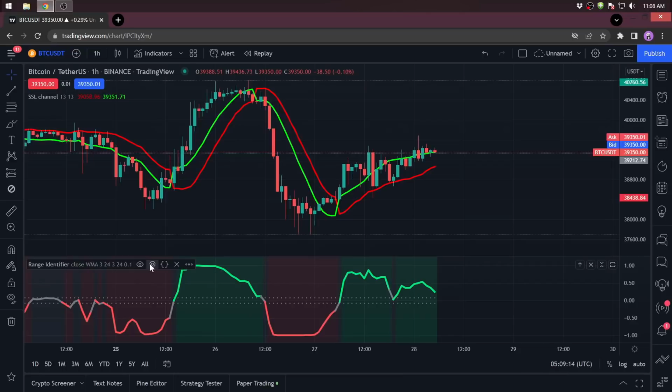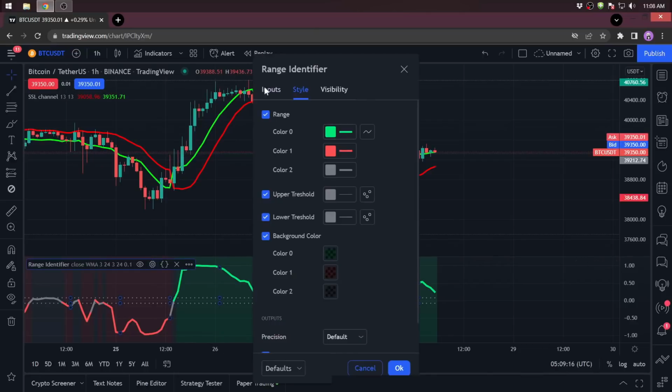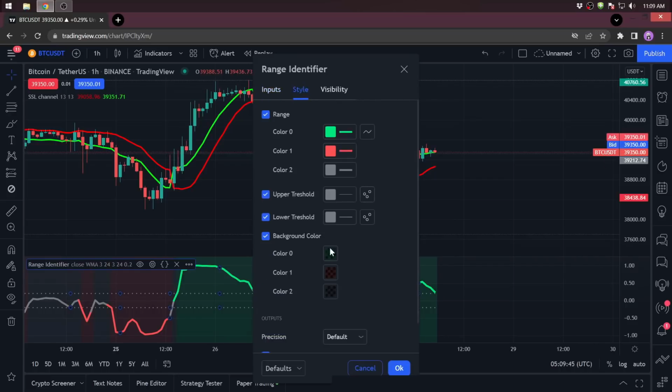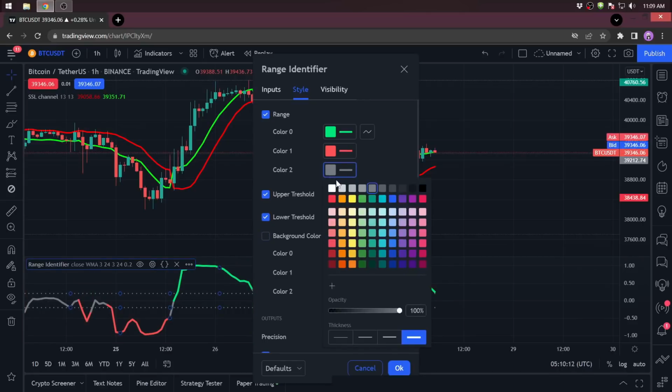Okay, now I want to customize the range identifier indicator. So I go to the range identifier settings, and from here, in the first input, I want to use the custom threshold. So I simply enable this one and change the value to 0.2. Okay, this part is very important. Then I go to style, and I don't need the background color, so I uncheck the background color, and I also want to change the color from gray to white.